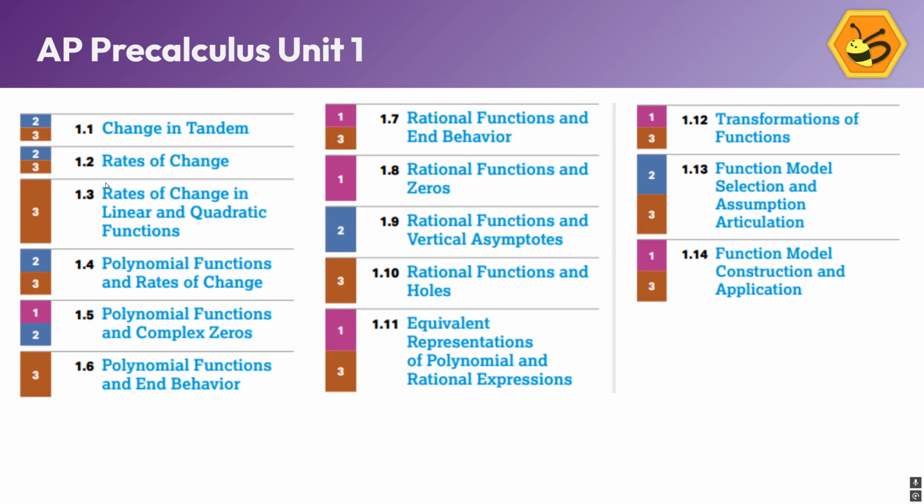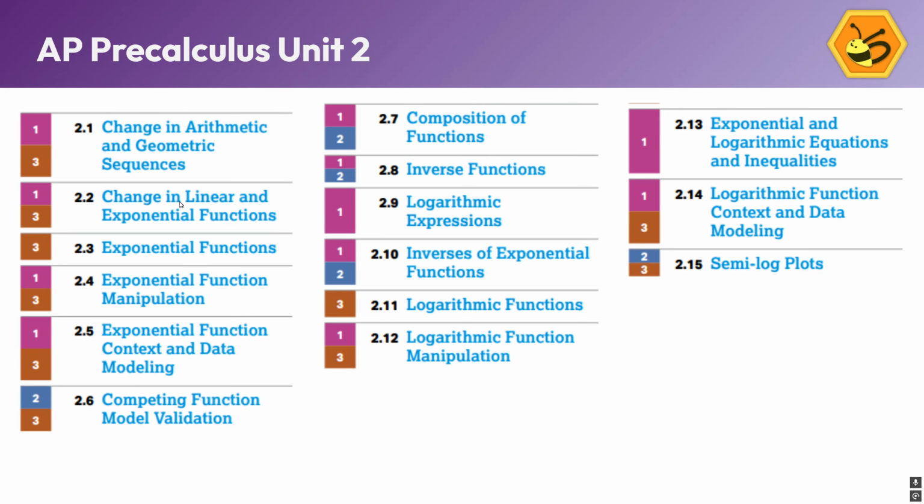So the first unit covers polynomial functions, rational functions, and the basics of transformations. Are they going to clear your programs? Depends. Some do, some don't. They're supposed to, but most don't. Second, Unit 2 is changes in sequences and exponentials and logs, and then we end with semi-log plots. So 2.1 to 2.3 would be your sequences and the basics of exponential functions.